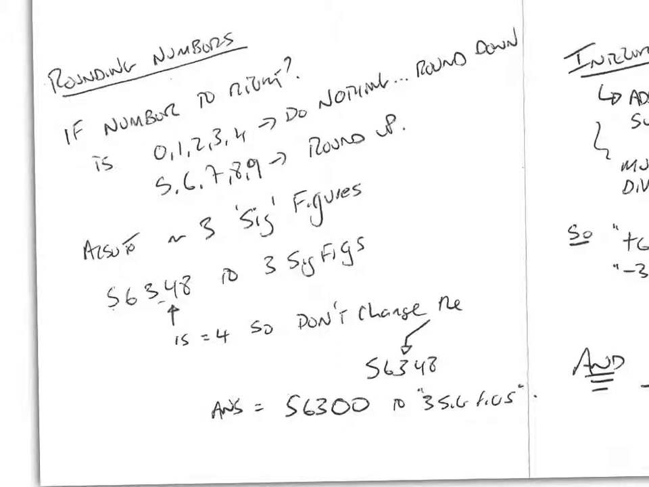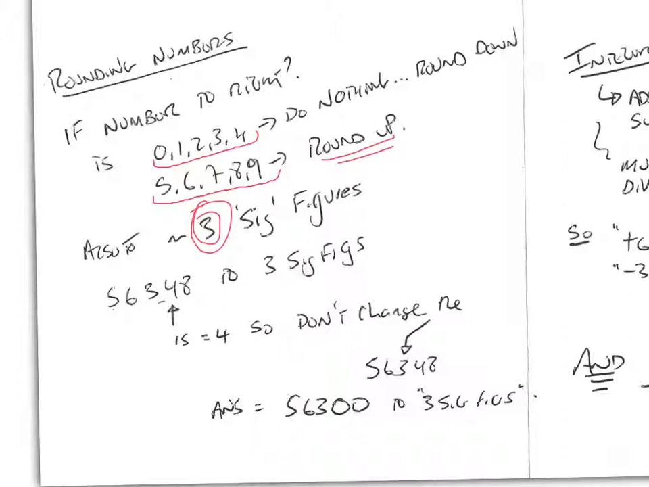Let's look at rounding numbers. When we're rounding numbers to something like 3 significant figures, we look at the next figure, the fourth figure, and see what digit it is. If it's 0, 1, 2, 3, or 4, then we will do nothing to the third digit. But if the fourth digit is a 5, 6, 7, 8, or 9, then we will add 1, or round up, the third digit.